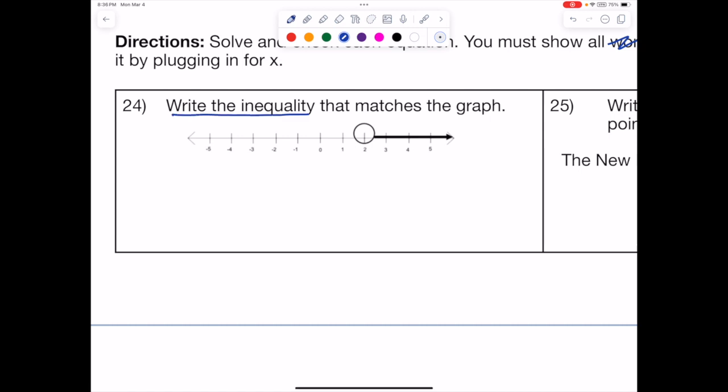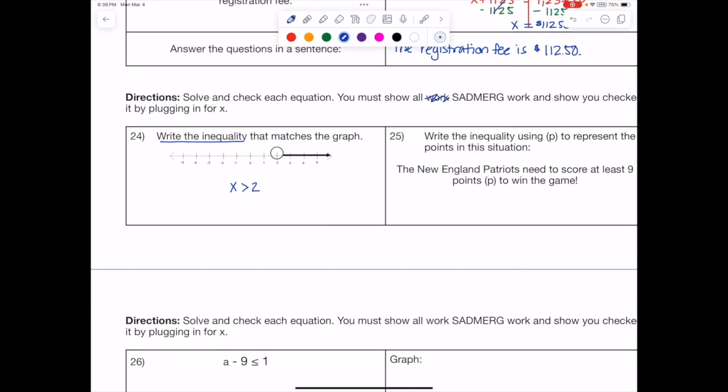Remember, always start with X. And what direction is the line going? It's going to the right, which is greater than. Is the circle filled in? Nope. So it's just greater than, not equal to. And it's greater than 2. Okay, so there's the inequality that matches.